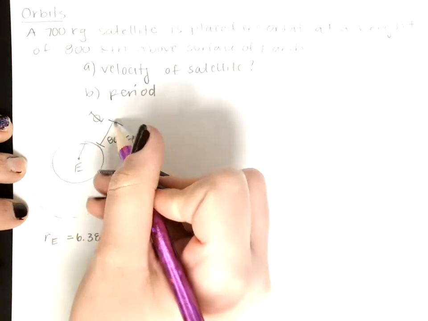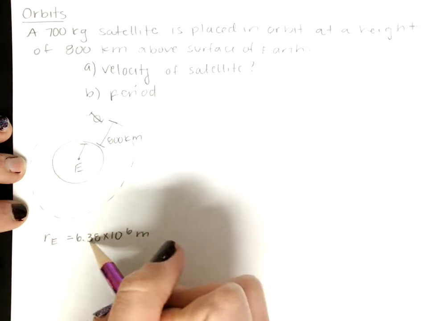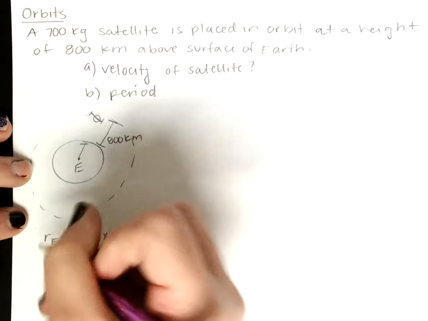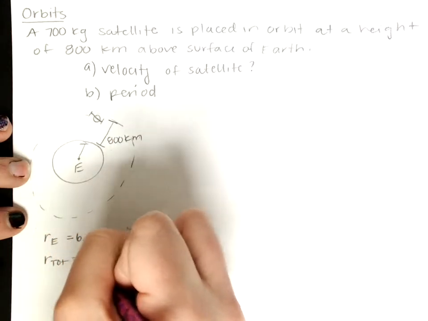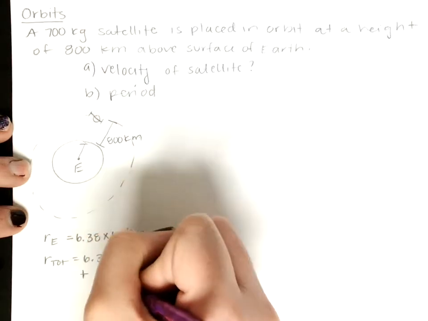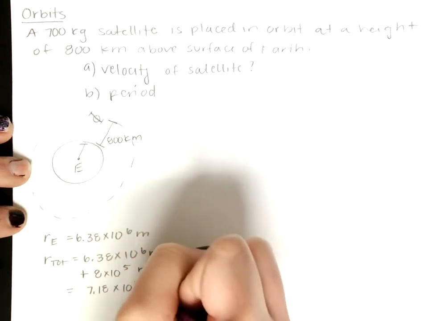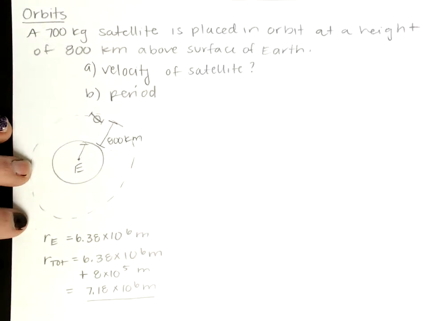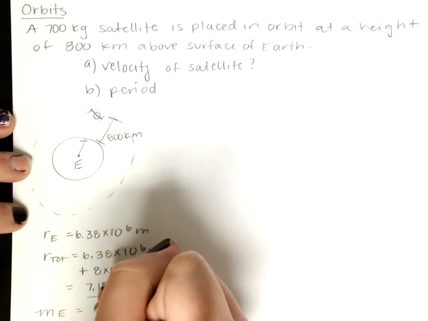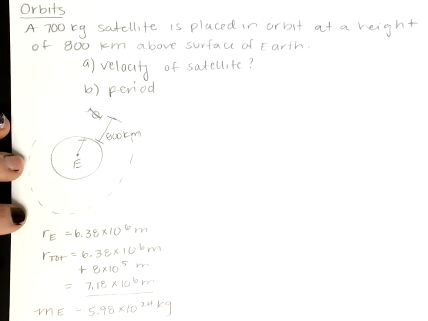So the radius of the whole circle that the satellite orbits is going to be 800,000 meters plus 6.38 times 10 to the 6th. So the radius total equals the radius of Earth plus the distance it is above, which is 8 times 10 to the 5th, and you get 7.18 times 10 to the 6 meters. Something else you need to know is the mass of Earth, which I told you in the last problem was 5.98 times 10 to the 24 kilograms.